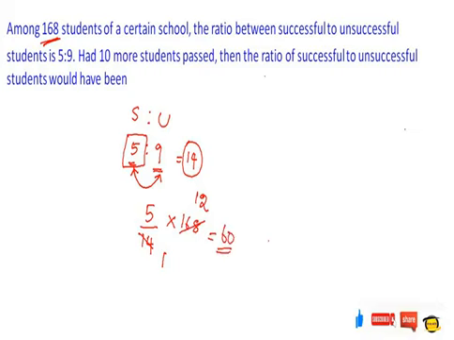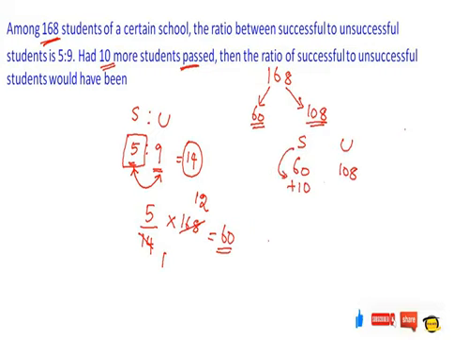So out of 168 students, if 60 are successful, the remaining count of 108 can be assumed as unsuccessful, right? So successful students are 60 and unsuccessful students are 108. Now what is the next statement given? Had 10 more students passed, which means we can add 10 over here with the successful students, and which means we need to remove 10 from the unsuccessful students, right?